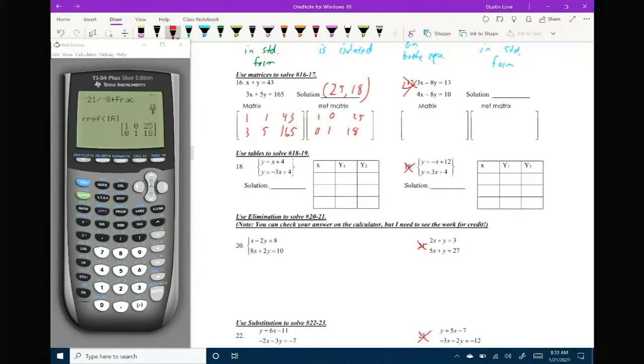Okay, use tables to solve. So what I'm going to do is go to y equals on my calculator. I'm going to do x plus 4 in y1, negative 3x plus 4 into y2. Once I have those entered in, I'm going to go to the table, which remember is on the graph button. So second graph, second table. And now I can look through here and look for a spot where both y's are equal.